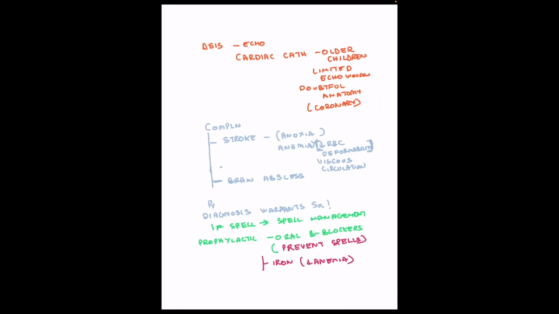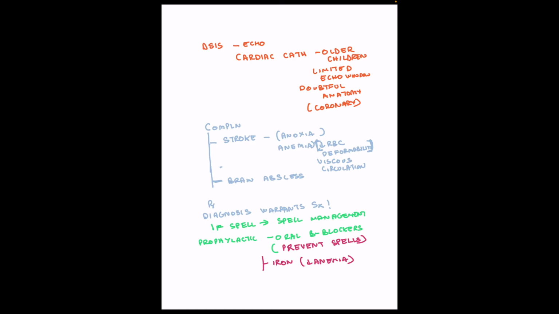Diagnosis is by echo. Cardiac cath is only required in older children if there are limited echo windows or if you are doubtful, and often to look at the coronary anatomy. The complications seen in TOF are stroke and brain abscess. Stroke can often occur secondary to anoxia or anemia. Anemia is a very bad thing and has to be corrected in TOF, as in anemia there will be decreased RBC deformability. Also, the hyperviscous circulation may contribute to the occurrence of stroke in TOF.